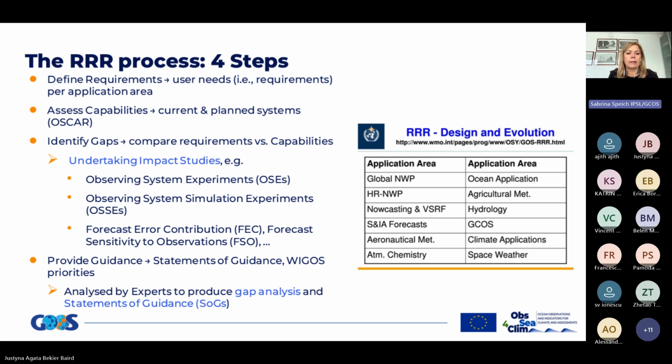They assess the current and planned capabilities in this process. So these document observational capabilities for all, so satellite, in situ, ocean, atmospheric, etc., using OSCAR. And then there is a comparison and identification of gaps, comparison between how well current planned systems meet requirements. And we need to highlight gaps, redundancy, and areas that need improvements. And after that, there is a development of guidance and recommendations.